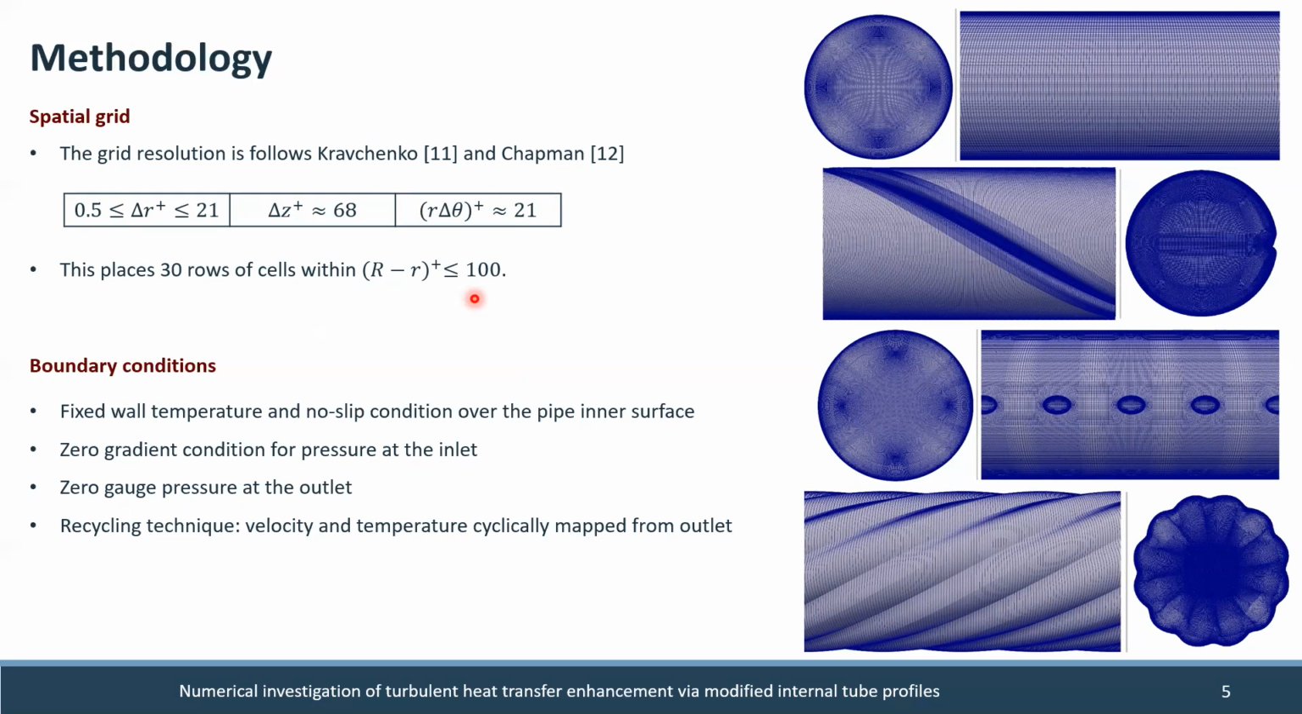Our boundary condition, we have fixed temperature and no slip condition over the pipe inner surface. We have zero gradient condition for pressure at the inlet and zero gauge pressure at the outlet. The inlet velocity is constant, and in order to simulate the fully developed flow, we have a recycling technique, in which we map the velocity and temperature cyclically from the outlet to the inlet.